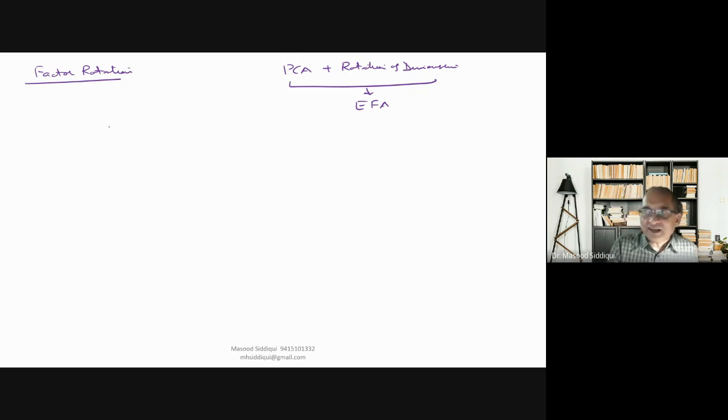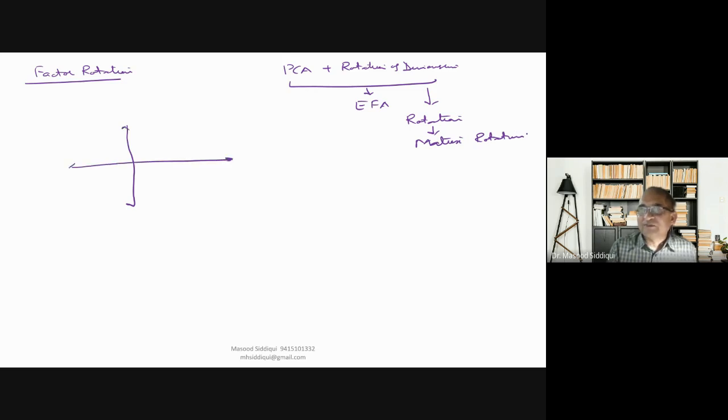Let us take an example. This rotation is actually the matrix rotation. So I am not discussing the mathematical part. I am just giving you a broad idea of what it achieves.